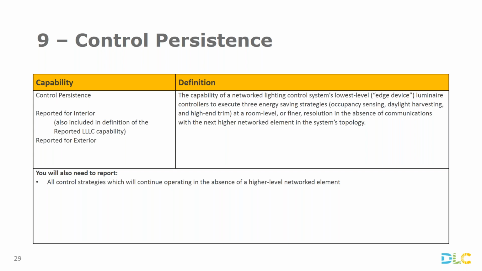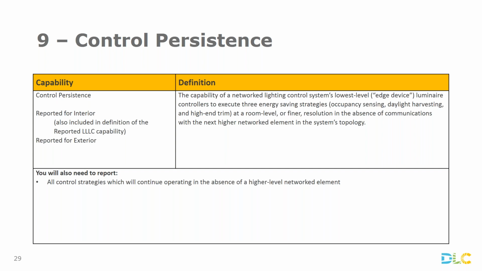What we're going for here, kind of like Gabe was talking about before, is making sure that 2, 3, 4 years down the line, if there's ever any kind of glitch or issue with the system, some level of control behavior continues to happen. So if the thing being controlled that is furthest away from the main controller loses that link, will it keep doing some kind of occupancy sensing, daylight harvesting, and high-end trim? And a really important phrase here is at the room level or finer resolution. If it's Luminaire level lighting control, then obviously it's going to be finer than that.